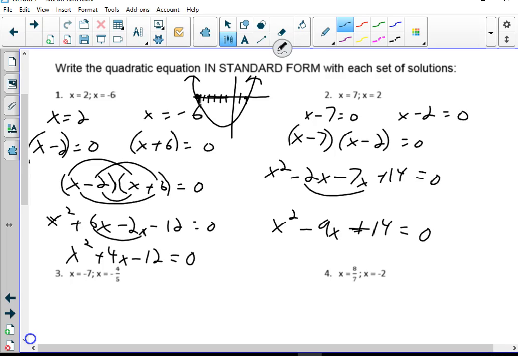That parabola hits the x-axis at 7 and 2. And it's a positive happy parabola. So it's a smile.